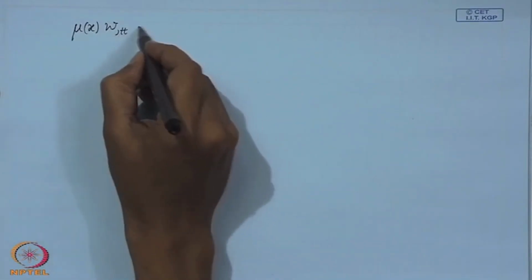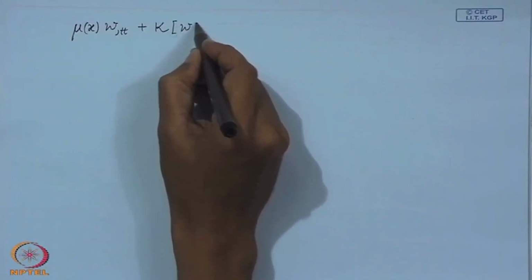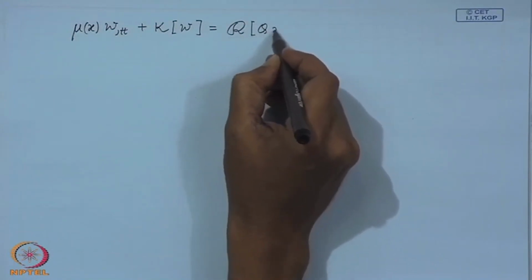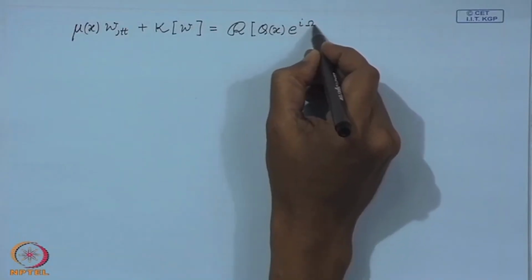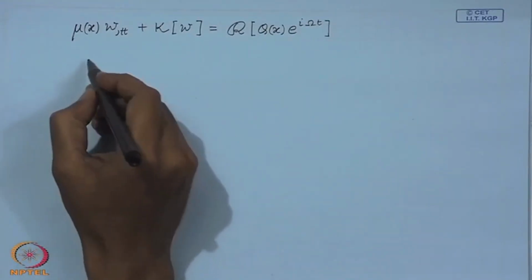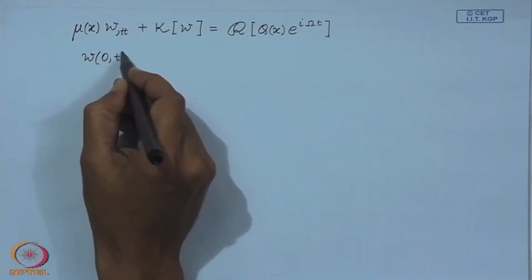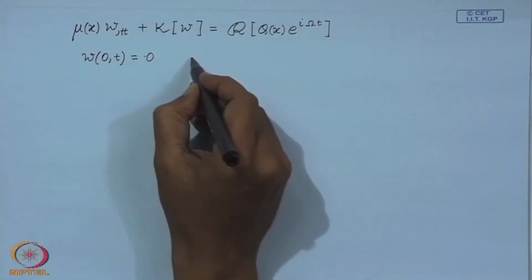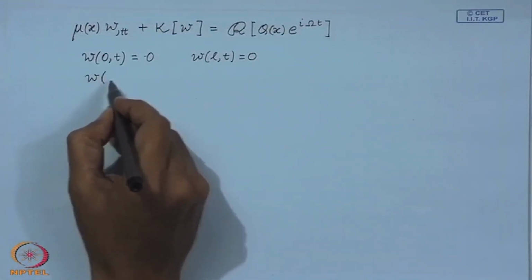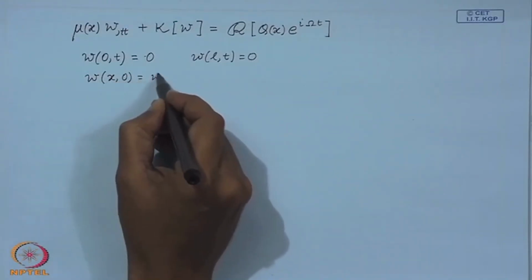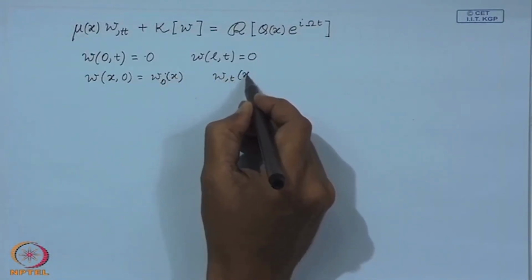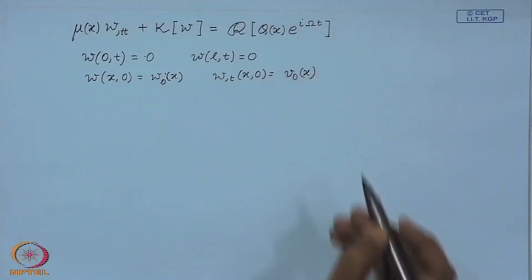So, we were looking at the forced vibration analysis of a system governed by this equation of motion along with boundary conditions, say for example, let us say 0, and some initial conditions. So, this was our problem.